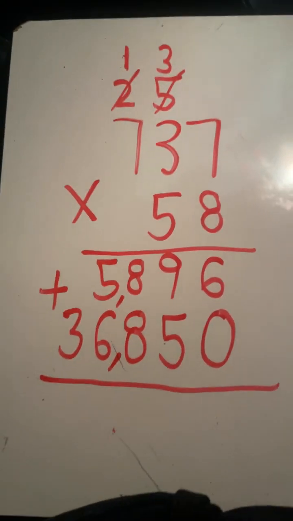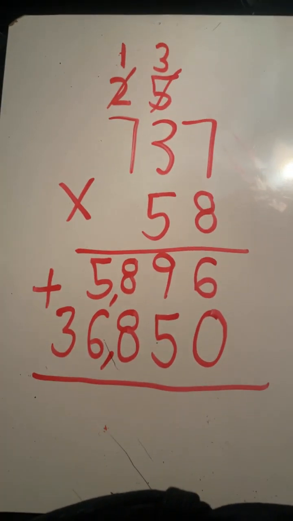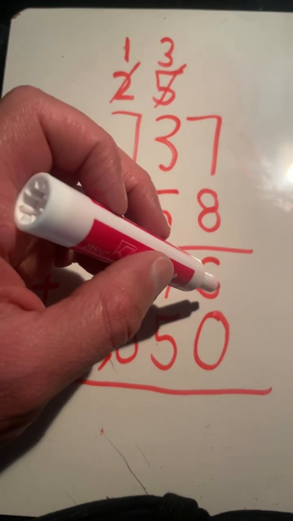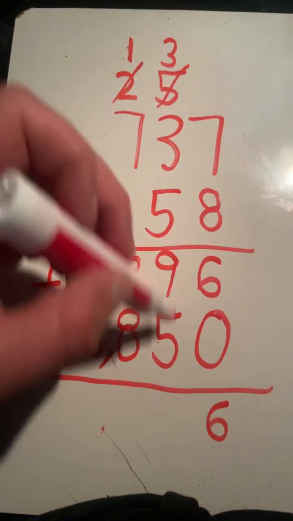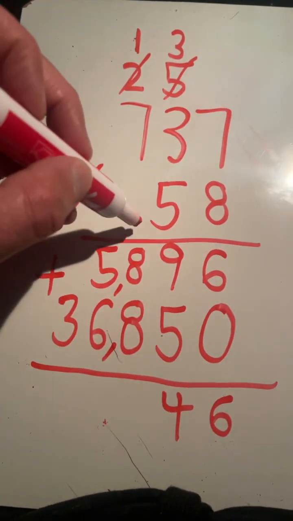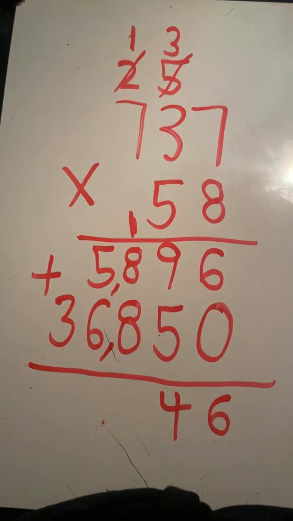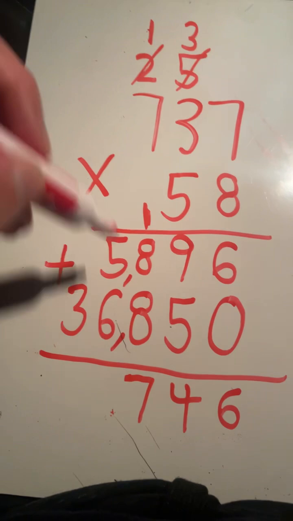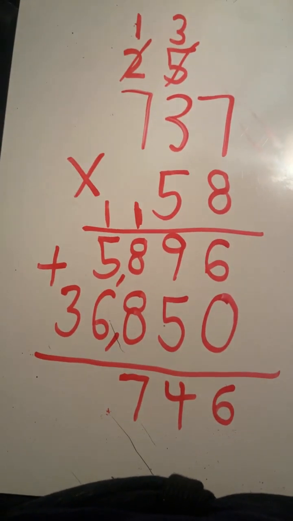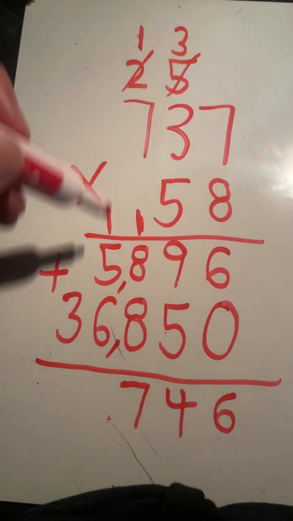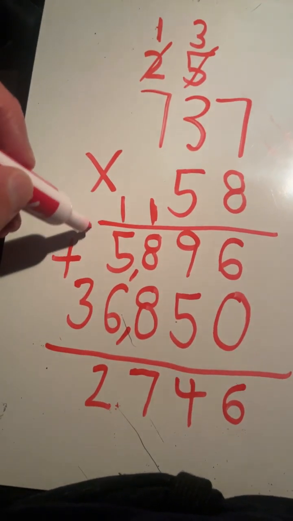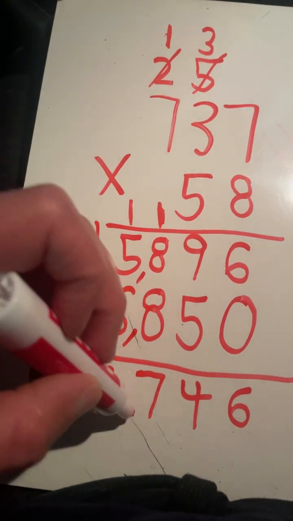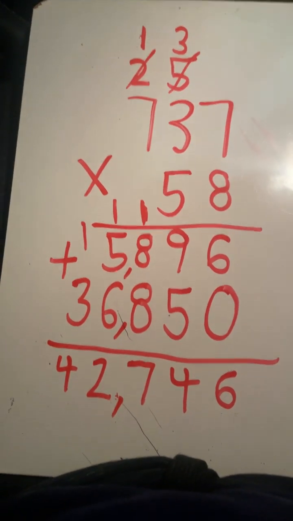Now the last step, we have to add these two numbers together. 6 plus 0 equals 6. 9 plus 5 equals 14. 4, carry the 1. 8 plus 8 equals 16, plus 1 equals 17. 7, carry the 1. 5 plus 6 equals 11, plus 1 equals 12. 2, carry the 1. 1 plus 3 equals 4. And we have our final answer.